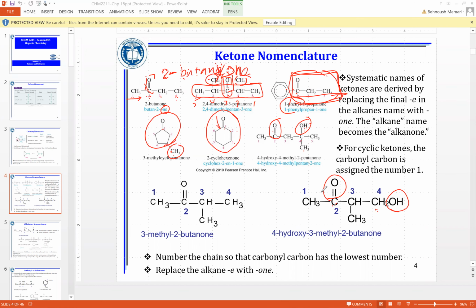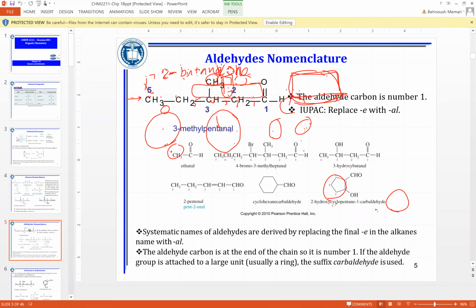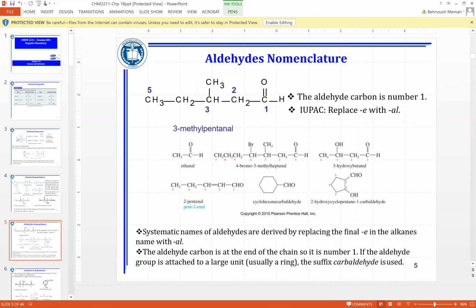Any questions about naming ketones? Okay, no questions. How to name aldehydes? For the aldehydes, you drop the E and add AL, more like alcohol. OL, in this case, is AL.